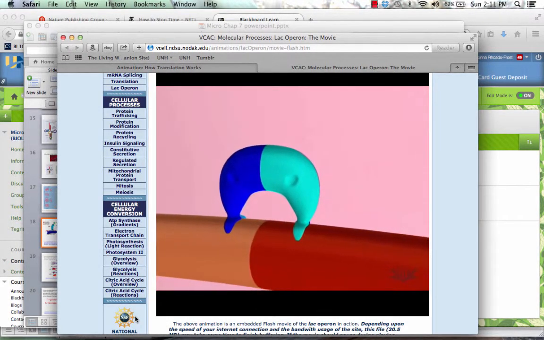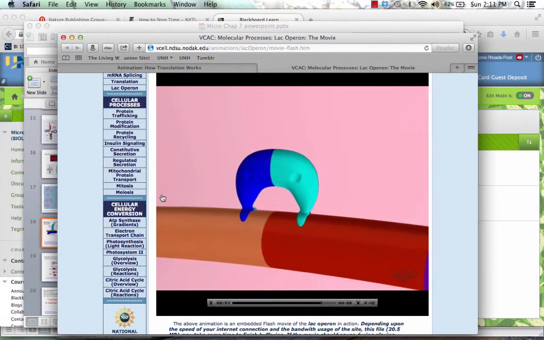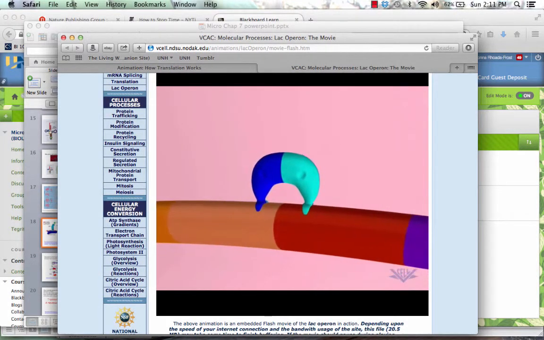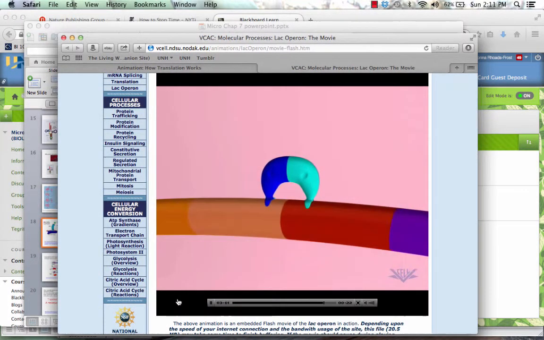For all inducible systems like the lac operon, it is the interaction of the repressor and inducer molecules that mediates gene expression.